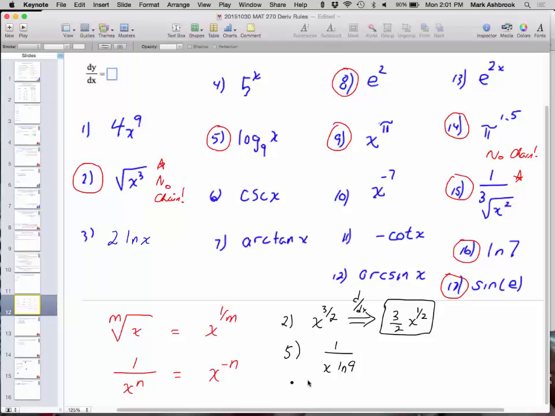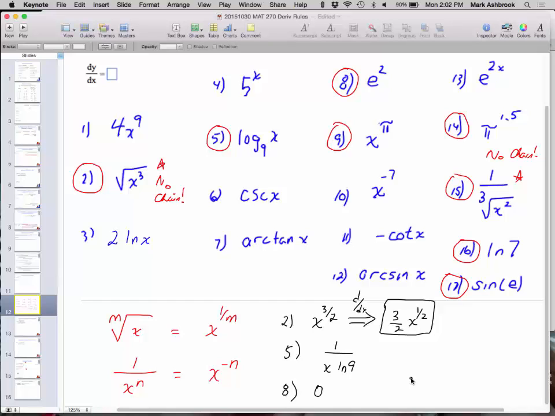Okay, number 8. Rate of change. E squared, right? Rate of change is 0. E squared is a constant. It is a number. If the accumulation is constant, the rate of change is 0.